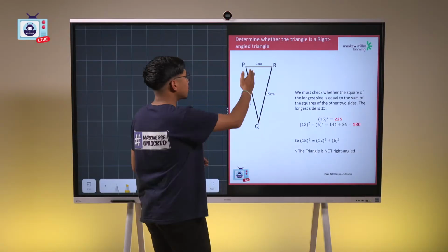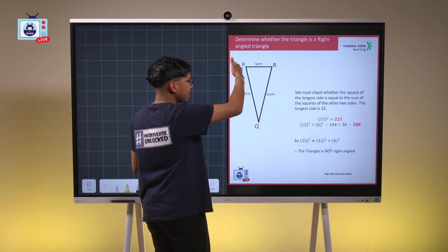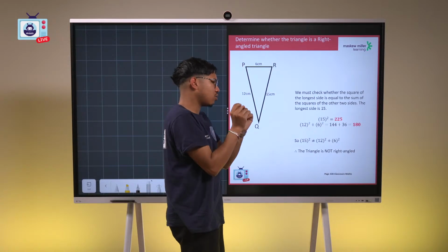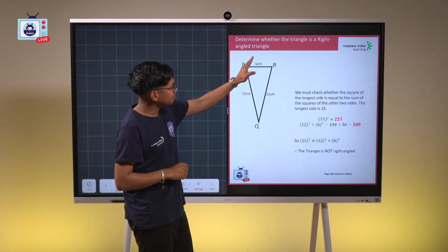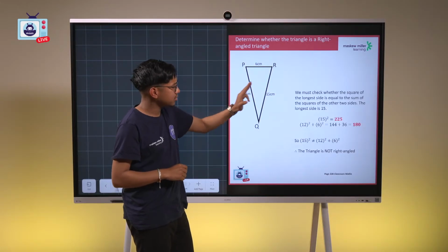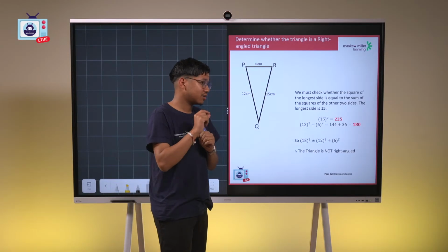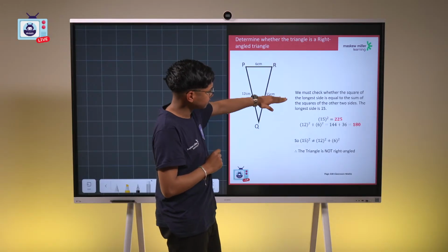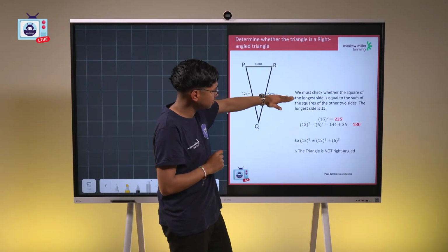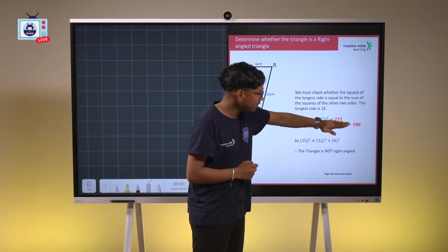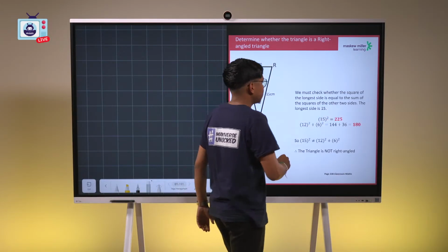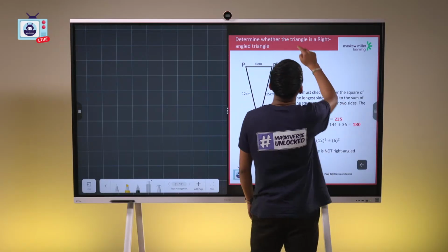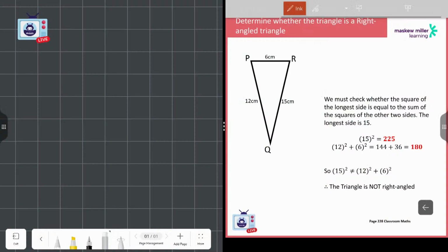So I first look at this triangle, and I need to establish what is the longer side. So it's very obvious that between 6 centimeters, 12 centimeters, and 15 centimeters, the longer side is 15 centimeters. So I first squared 15 centimeters. What do I get? I get 225. Right? That should be centimeters there, by the way. Okay, let me put this on. So I get 225 centimeters.